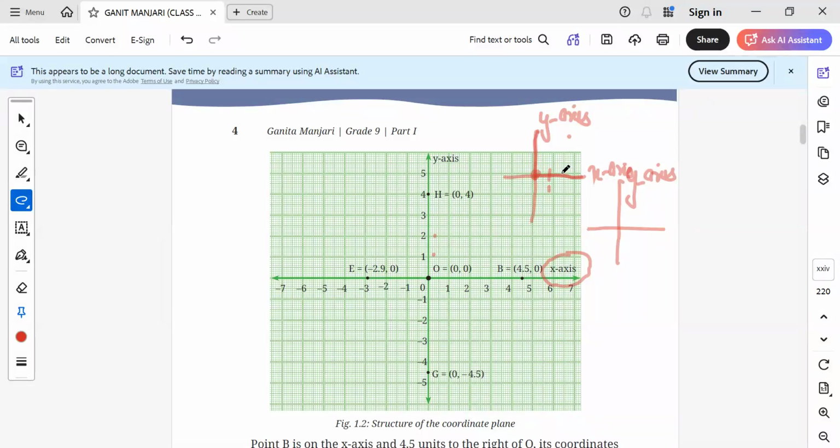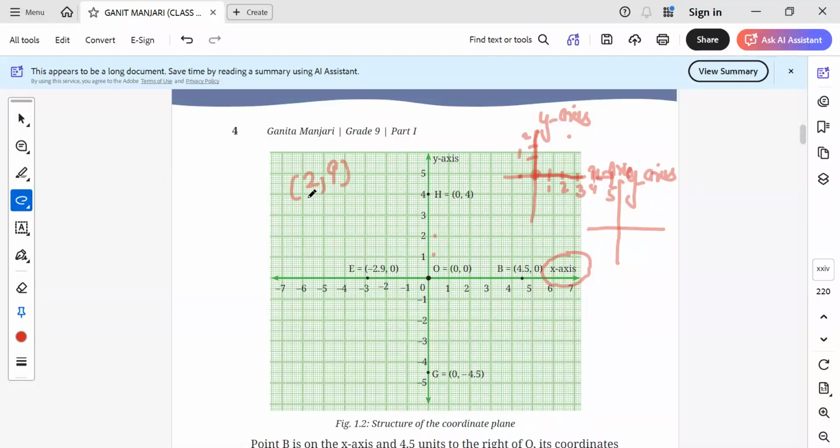So this is 1, this is 2, this is 3, this is 4, and 5, and so on. On the other side it is 1, 2, 3, and 4. These are the negative points of the x-axis, and these are the negative points of the y-axis. Okay. Suppose I have to plot (2, 9). Remember how to plot it.